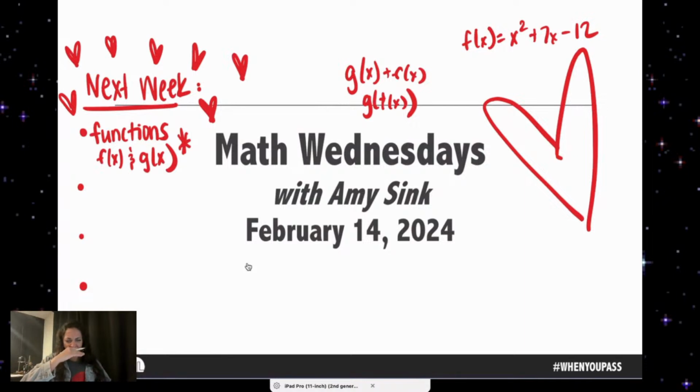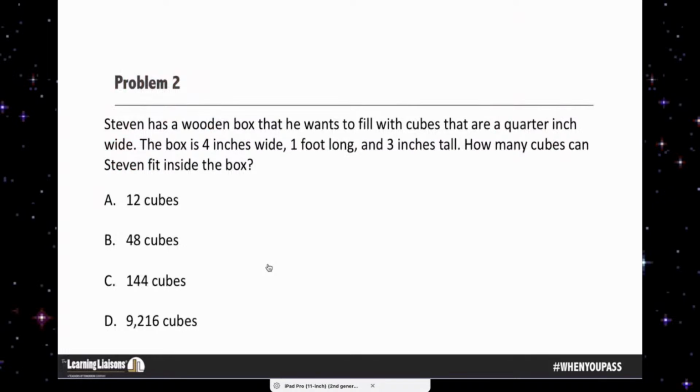Woo! Excuse me. All right, let's go on to problem number 2. Oh, this is a good one, y'all. Steve has a wooden box that he wants to fill with cubes that are 1/4 inch wide. The box is 4 inches wide, 1 foot long, and 3 inches tall. How many cubes can Steven fit inside the box? 12 cubes, 48 cubes, 144 cubes, or 9,216 cubes?